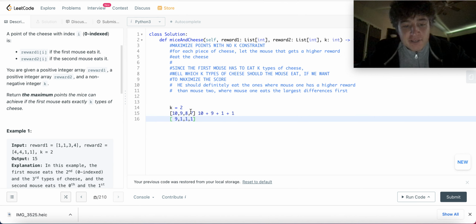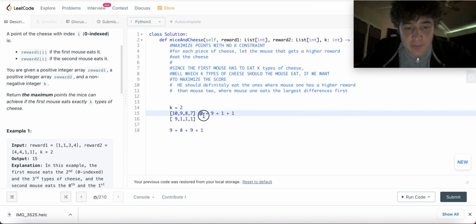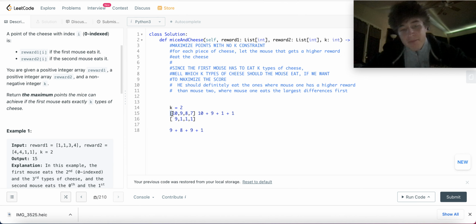Well, it's really the difference that matters, right? Because what would be better is if instead I ate 9 and 8, and he ate 9 and 1. So in this example, we get 19, 20, 21 versus this example, we get 10, 19, 27. So the maximum that I could eat isn't the solution. It's the maximum difference, because the difference is what I'm leaving on the table.